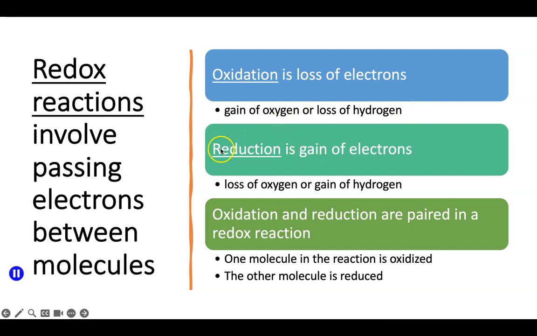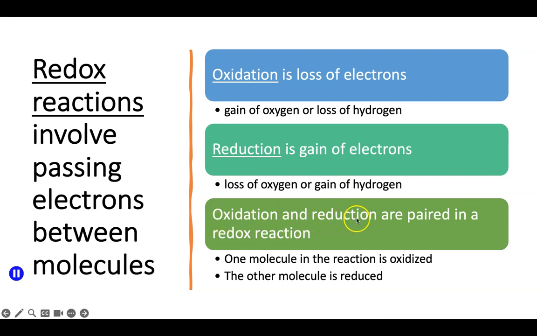Reduction is the opposite. Reduction is the gain of electrons. Or for the purpose of this class, you can think of it as a loss of oxygen, or a gain of hydrogen. So oxidation, loss of electrons. Reduction, gain of electrons. I've heard people say oxidation is loss, so OIL RIG. So oxidation is loss and reduction is gain. That might be one way to remember it. OIL RIG is an abbreviation, an acronym.